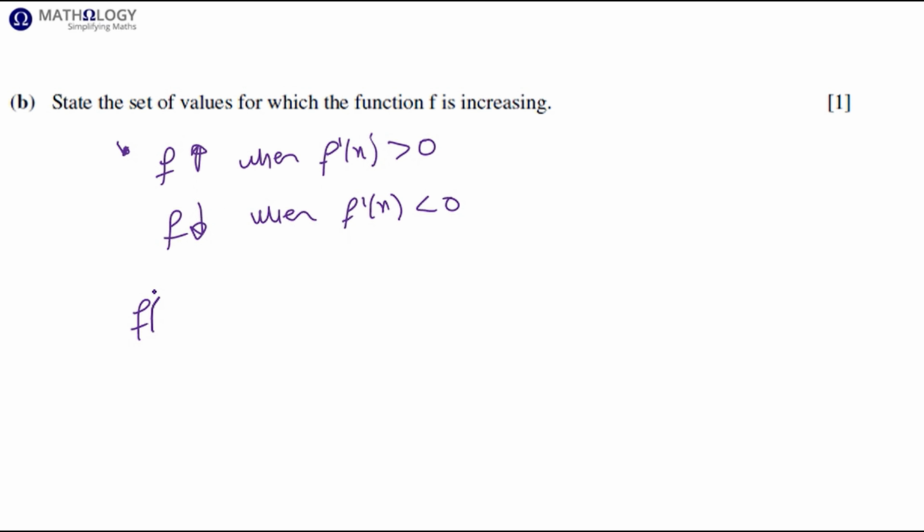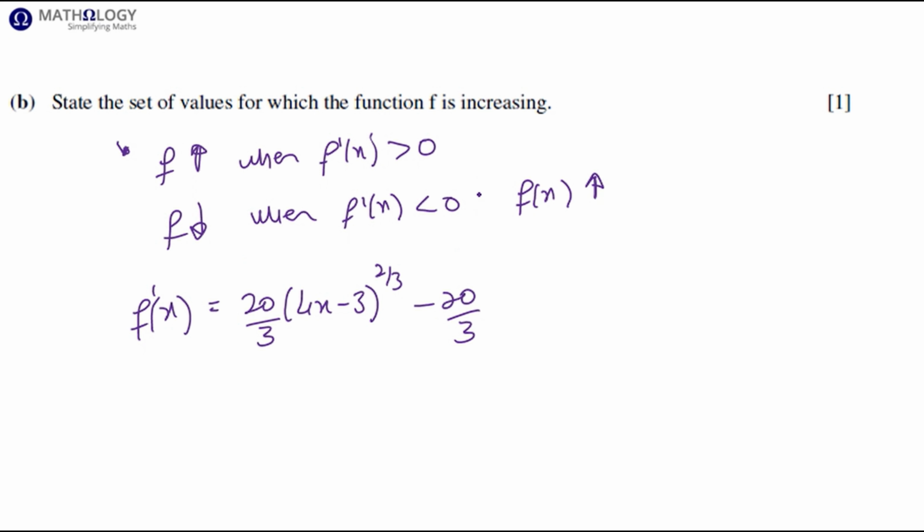Now, the function f prime x was 20 thirds times (4x minus 3) to the 2/3 minus 20 over 3. The function f of x will increase when the first derivative is greater than 0. So in other words, when that expression is greater than 0. To simplify this, we can divide through by 20/3 because it's a non-zero constant. So (4x minus 3) to the 2/3 minus 1 is greater than 0.